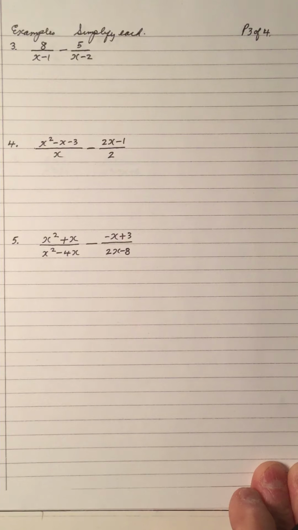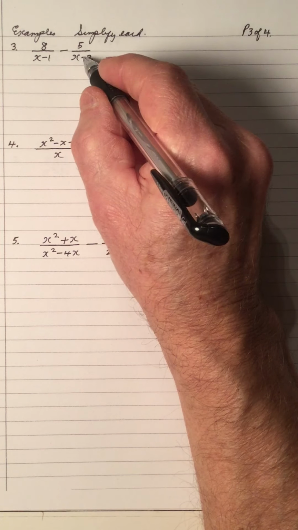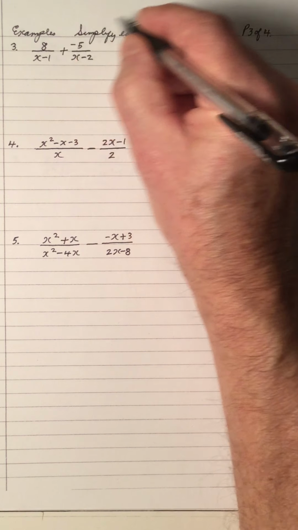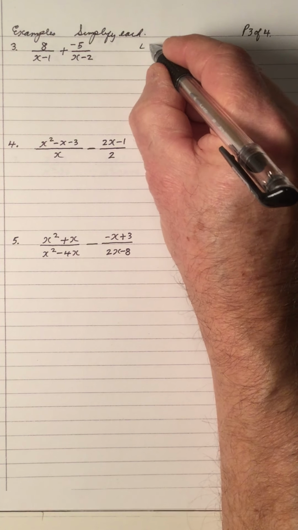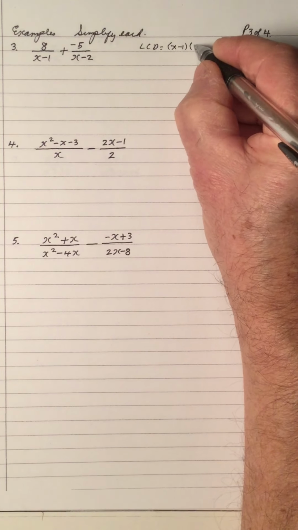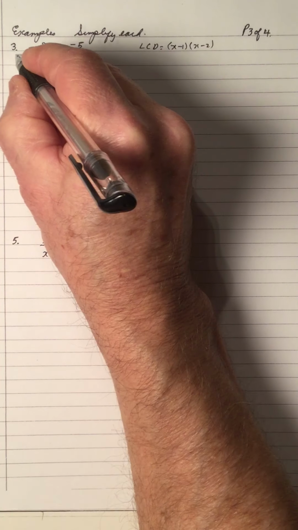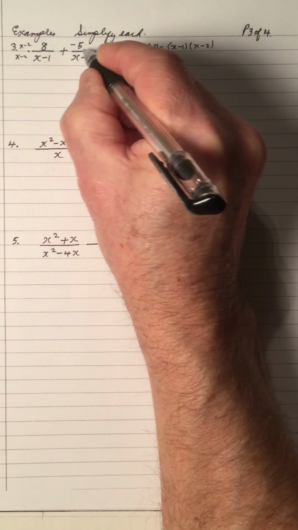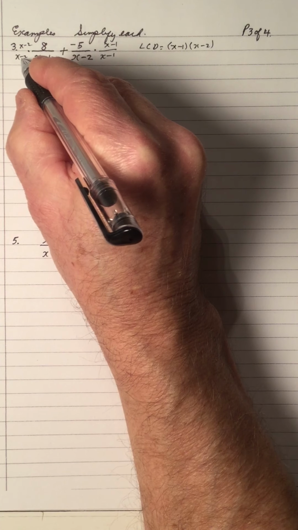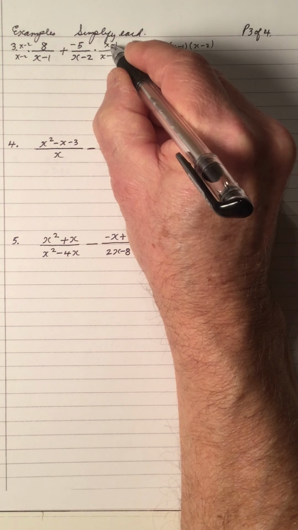Okay, let's continue. Simplify. We're subtracting fractions, so when I subtract fractions, I add on the opposite. I'm going to add on negative 5. And I need a common denominator, so an LCD is, I have to have an x minus 1, and I have to have an x minus 2. So that means that this denominator is multiplied by x minus 2. And this denominator is multiplied by x minus 1. So if I put an x minus 2 on the bottom, I have to put that on the top. x minus 1 on the bottom, I have to put that on the top.